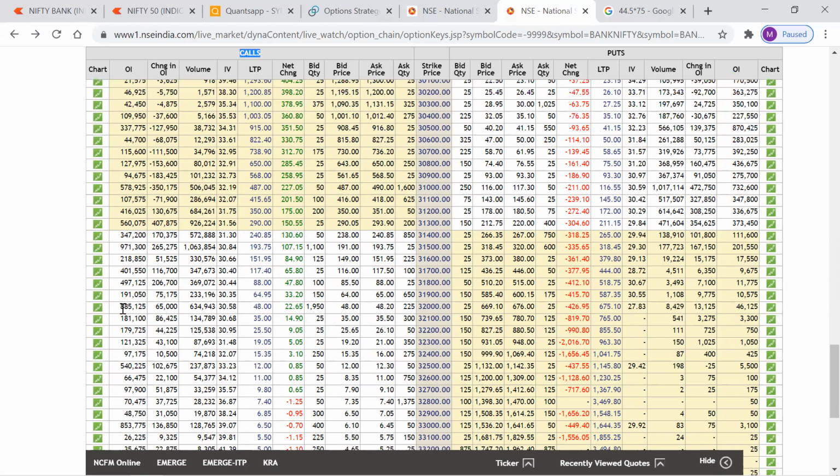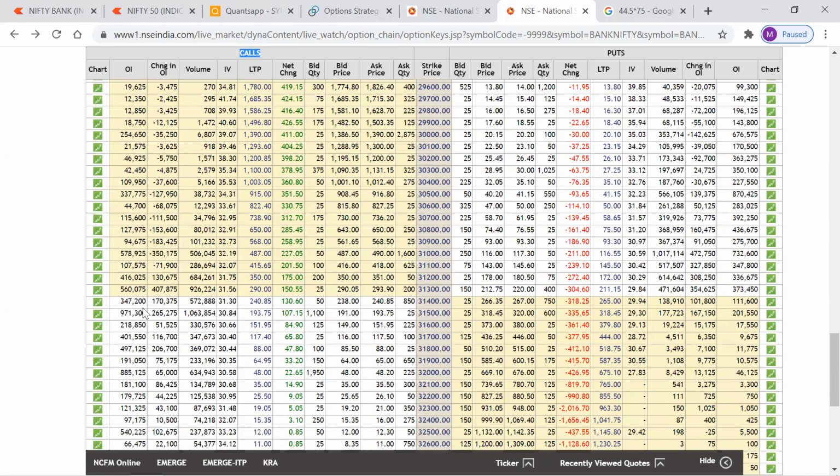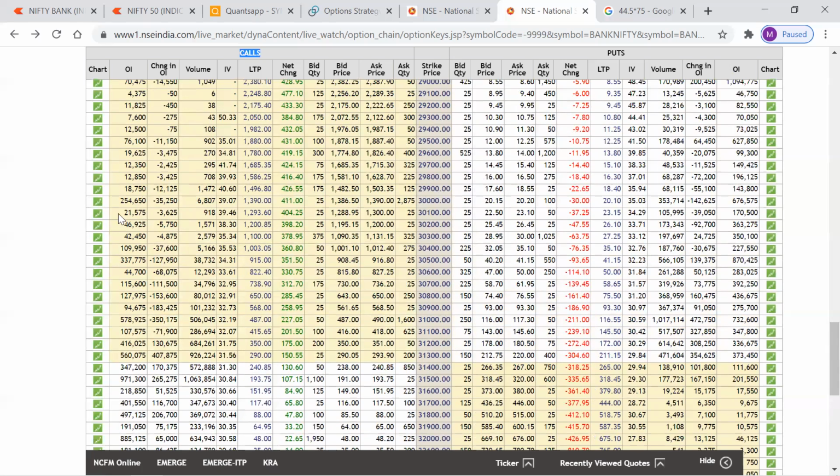8,85,125 orders, not people, orders, are ready to get executed at the 32,000 call strike. Okay, so OI is nothing but open interest. If the value is 2,54,650 here, that means 2,54,650 orders are ready to get executed at the 30,000 call.